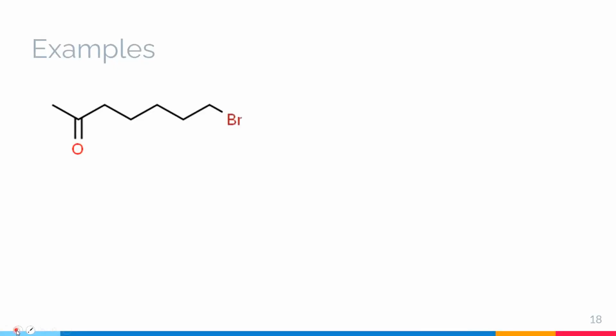Next up, how about this one? So our ketone group is here. Ketones have higher priority than the bromine substituents, so you start counting here: 1, 2, 3, 4, 5, 6, 7. It's a heptanone. So the bromine is on the 7th. So 7-bromo-2-heptanone. This time we mentioned the 2. Second one, heptanone, bromine on the 7th. 7-bromo-2-heptanone. Pretty easy.